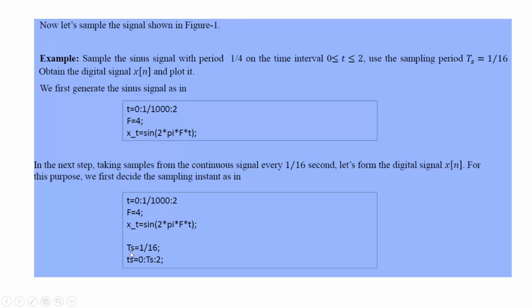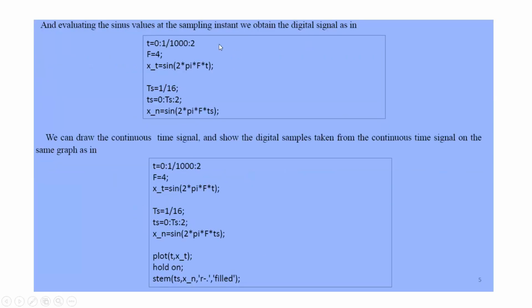Now what is the sampling period given? Sampling period given is 1 by 16. So we create the step size corresponding to the sampling period between time interval from 0 to 2. So Ts will be starting from 0 going to 2, and this will be the step size corresponding to the sampling period. Okay, now let us look at the plotting of the graph.